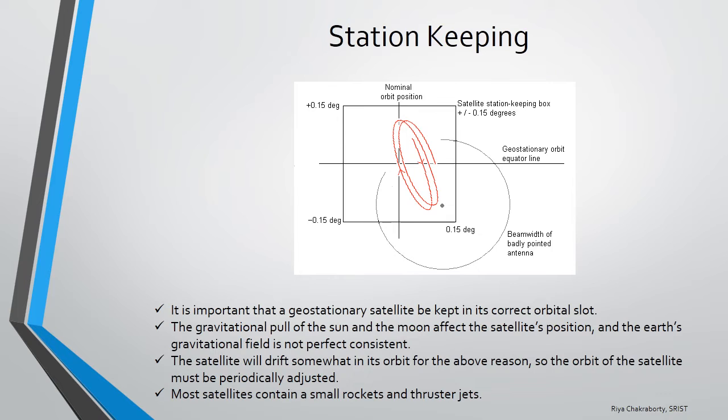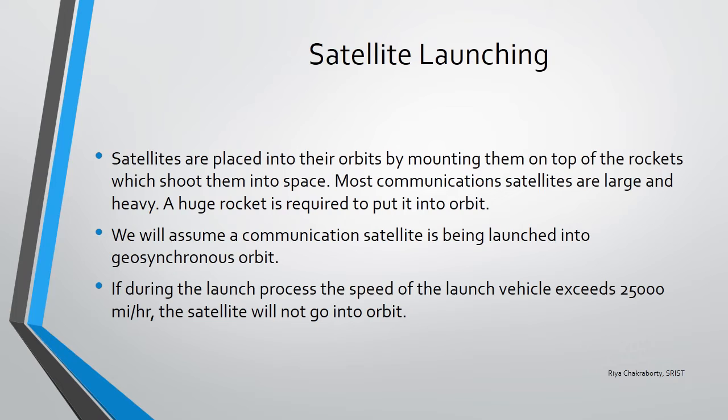I think this is clear to you. Now, satellite launching. Actually, satellites are placed into their orbits by mounting them on top of rockets, which shoot them into space. Most communication satellites are large and heavy. A huge rocket is required to put them into orbit. We will assume a communication satellite is being launched into geosynchronous orbit.